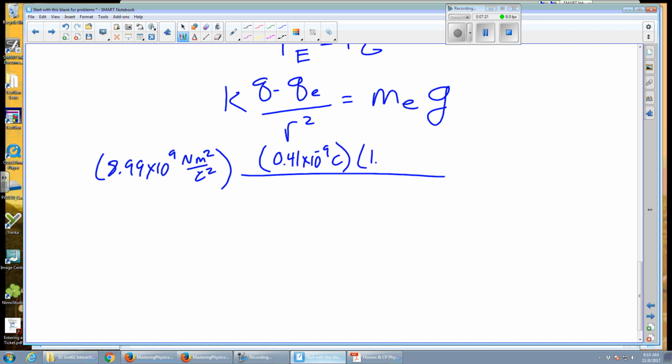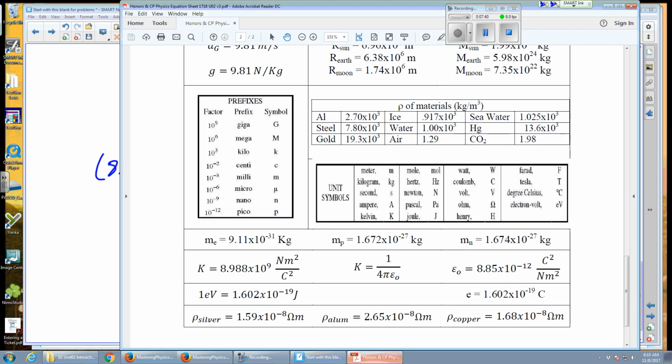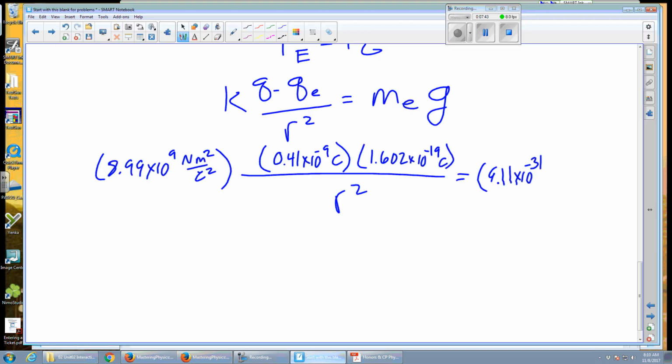I know the charge on electrons is 1.602 times 10 to the minus 19th coulombs. I don't know what R is. Notice I use the absolute value of those. Mass of an electron, 9.11 times 10 to the minus 31st kilograms. g on the surface of the Earth, 9.81 newtons per kilogram. Now I'll let you do the algebra.